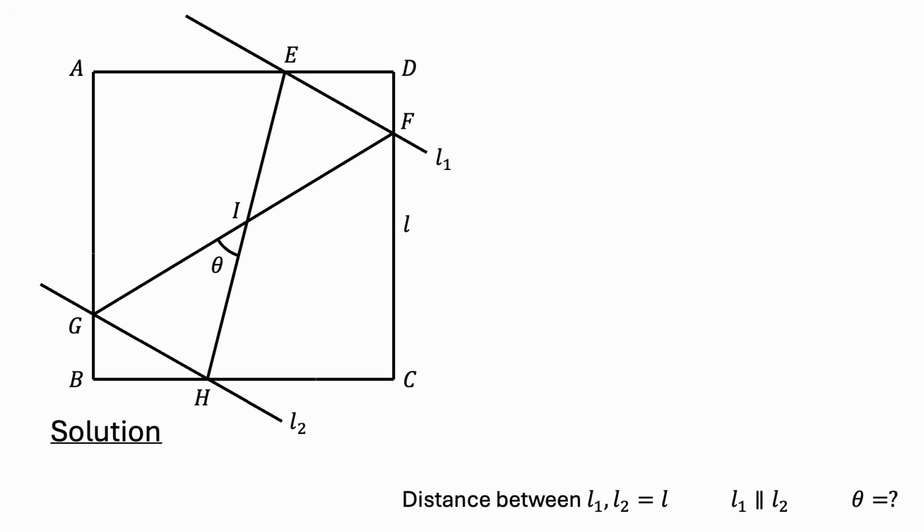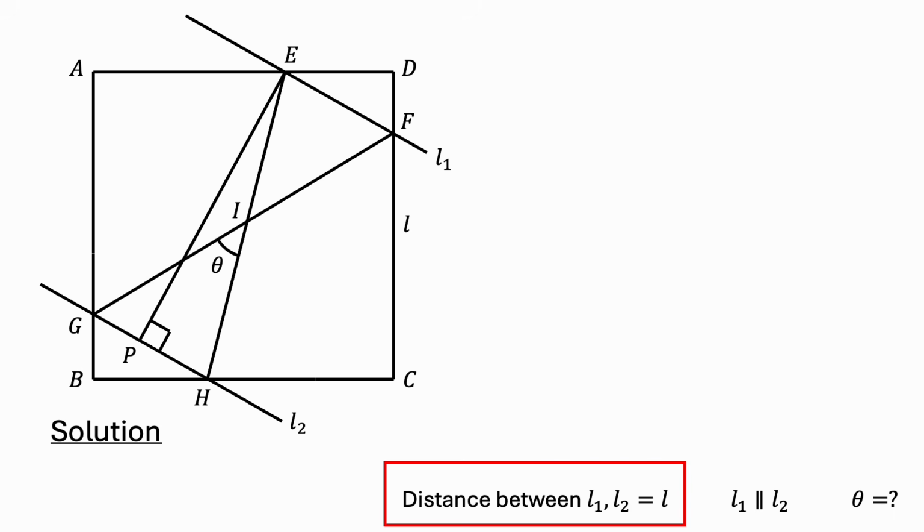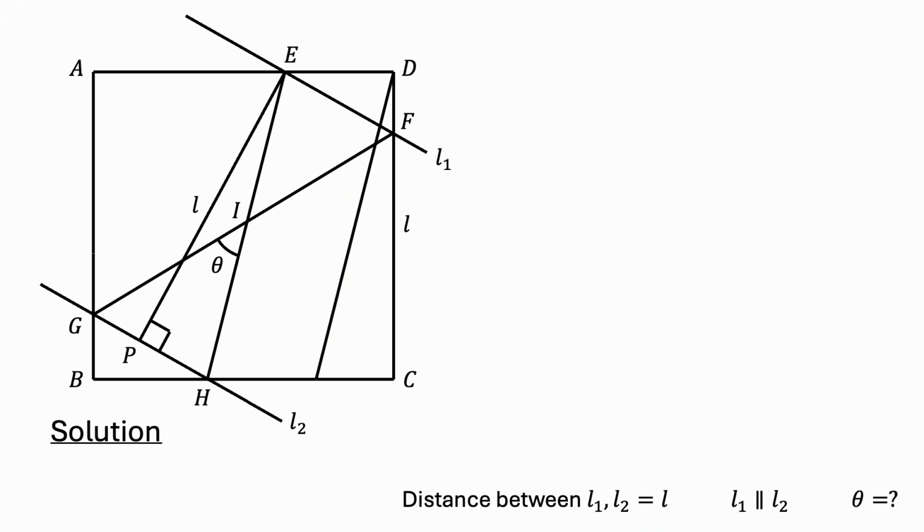And now for the solution. Drop a perpendicular from E to L2, meeting L2 at P. Since the distance between L1 and L2 is L, the length of EP equals L. Next, from D, draw a line meeting BC at Q such that DQ is parallel to EH.